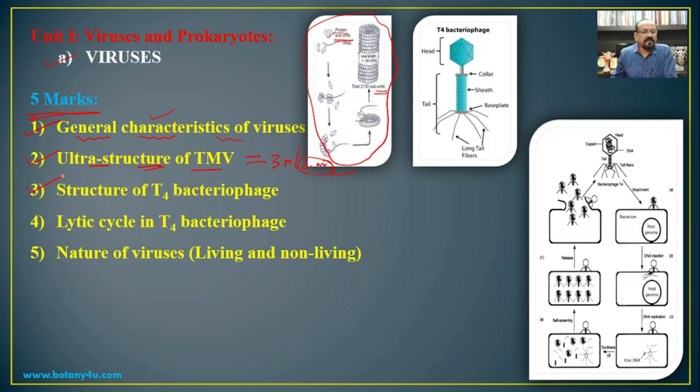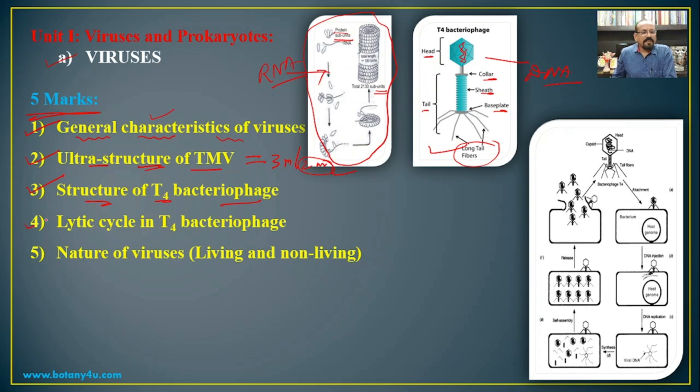In the third question, that is the structure of T4 bacteriophage, this is the diagram which is expected when the question is asked on the T4 bacteriophage. Here there is the presence of the head and the tail, and the tail has the collar, sheath and the base plate, and the base plates are provided with the tail fibers. And the DNA is present in this bacteriophage. Keep in mind, the tobacco mosaic virus is an RNA virus, and the bacteriophage is a DNA virus.